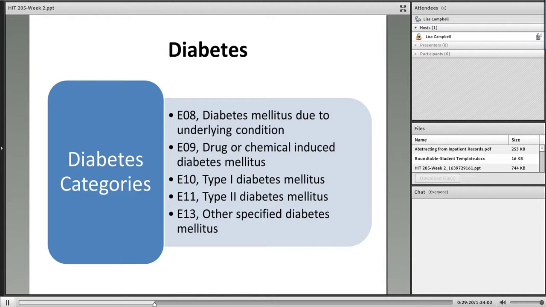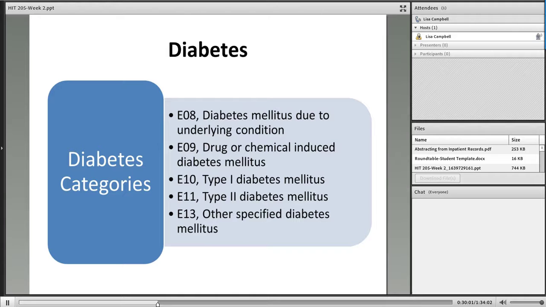Okay, so as illustrated on the slide here, there are 5 categories of diabetes codes. E08, diabetes due to underlying conditions. E09, drug or chemical induced diabetes. E10, type 1. E11, type 2. And then E13, other specified diabetes. Given the fact that there are these 5 categories, it is very important when you're in the alphabetical index to ensure that you are referencing your subterm properly.